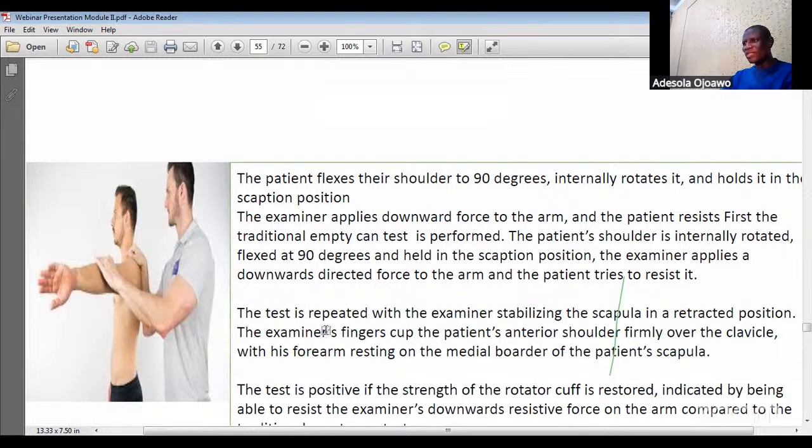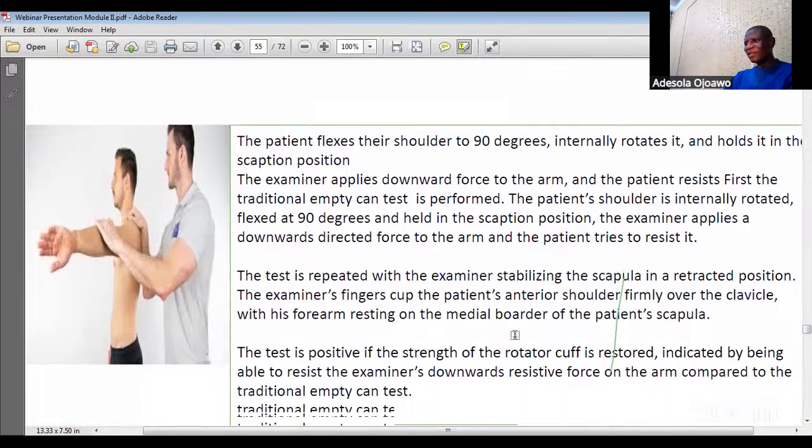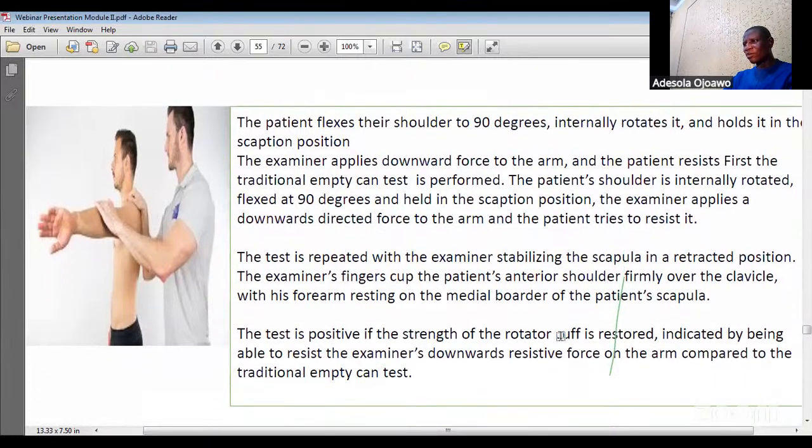So with the thumb resting on the medial border of the patient's scapula. The test is positive if the strength of the rotator cuff is restored, indicated by being able to resist the examiner's downward force. So your patient will be able to push you more because you have restricted the scapula. So in that part, it's showing that the rotator cuff muscle is the one that's having a kind of problem, right? So we call it the scapular retraction test.